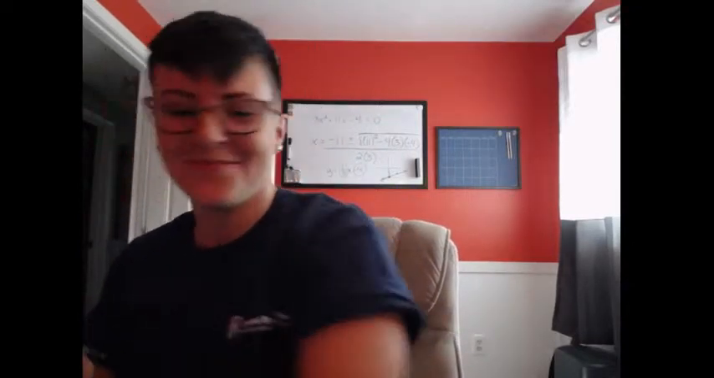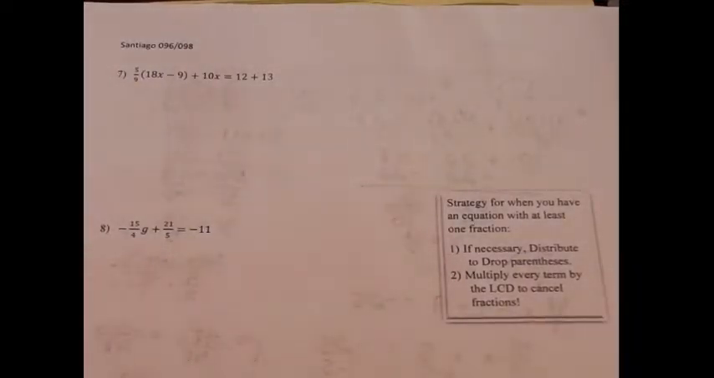Let's go to our notes. Fractions again. Yay! All right, so for number 7, we have 5/9 times the quantity 18x minus 9, plus 10x, equals 12 plus 13. I would simply like to go through this problem with you. I'm sure some of you are already working through it, which is fantastic. I'm going to walk us through just to make sure we're all on the same page.